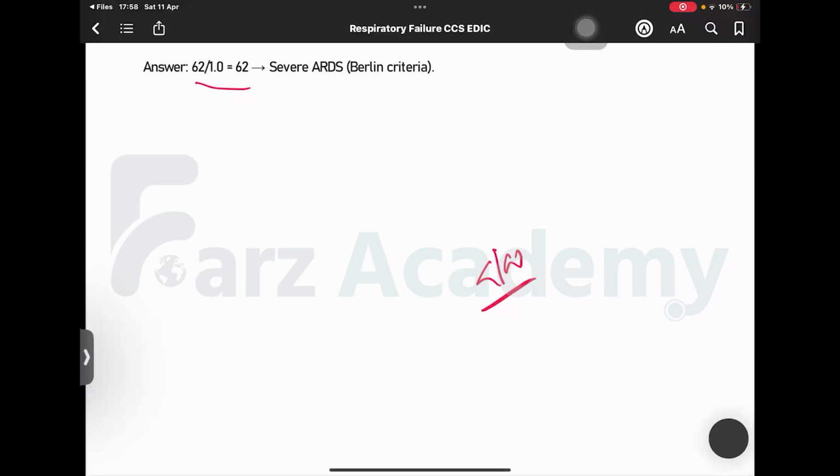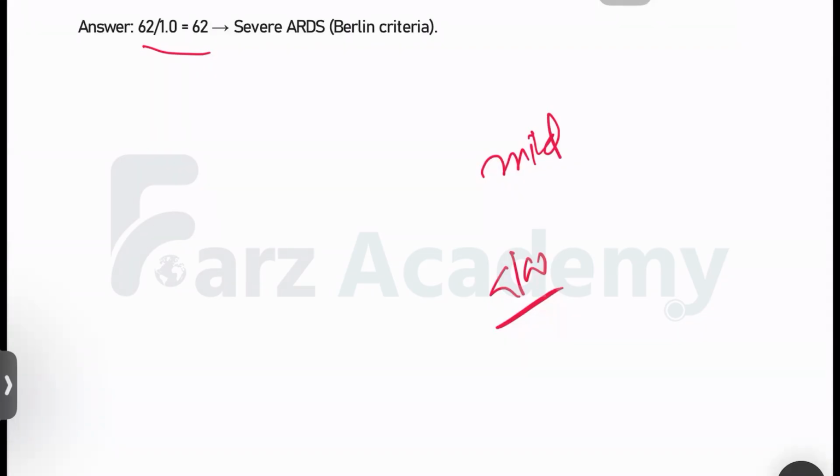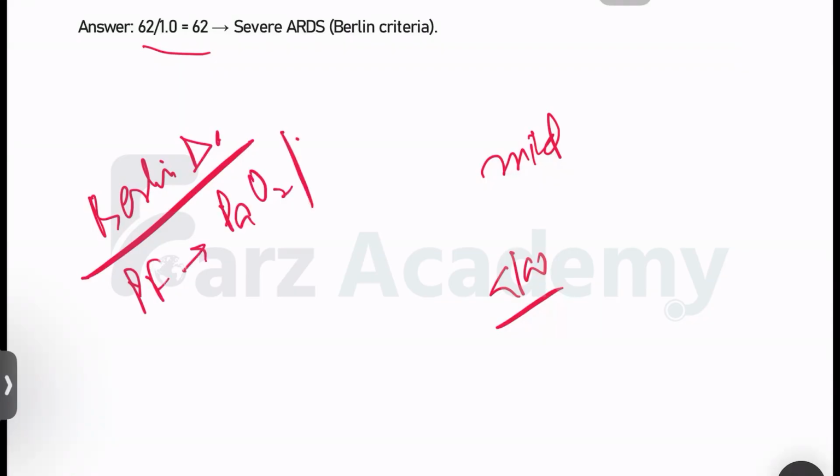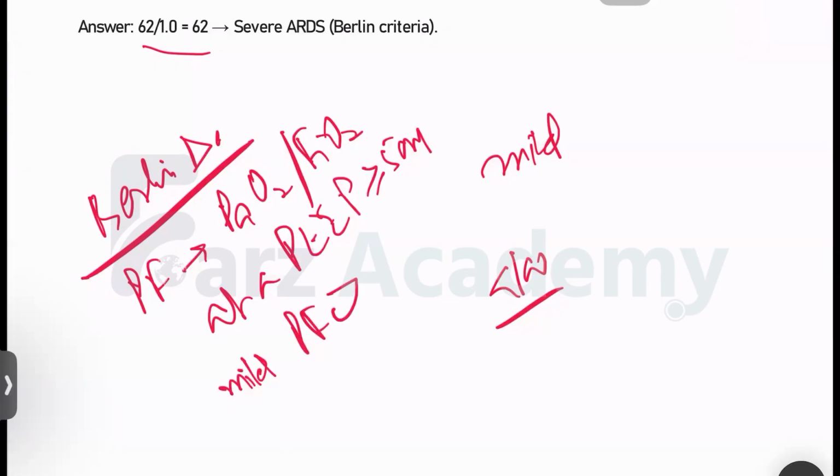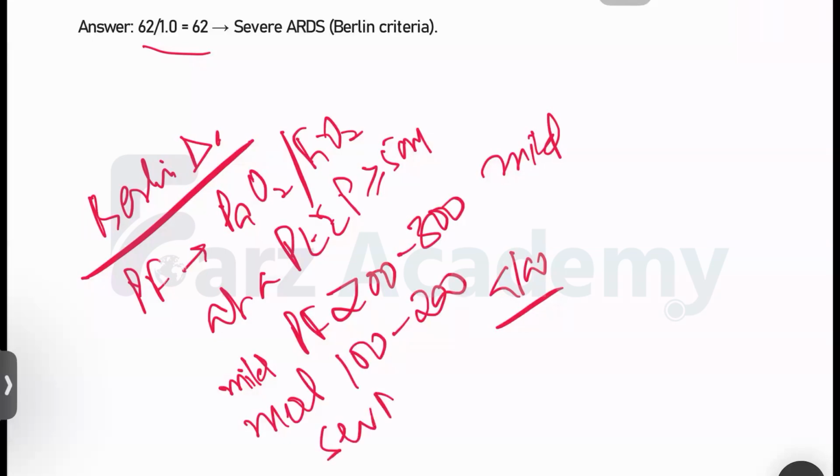So what is mild ARDS? ARDS is basically defined by the Berlin definition. You have to remember that. We have the PF ratio, which is PaO2 divided by FiO2 at a PEEP of more than or equal to 5 centimeters. Mild ARDS is PF ratio 200 to 300, moderate is 100 to 200, and severe ARDS is a PF ratio of less than 100.